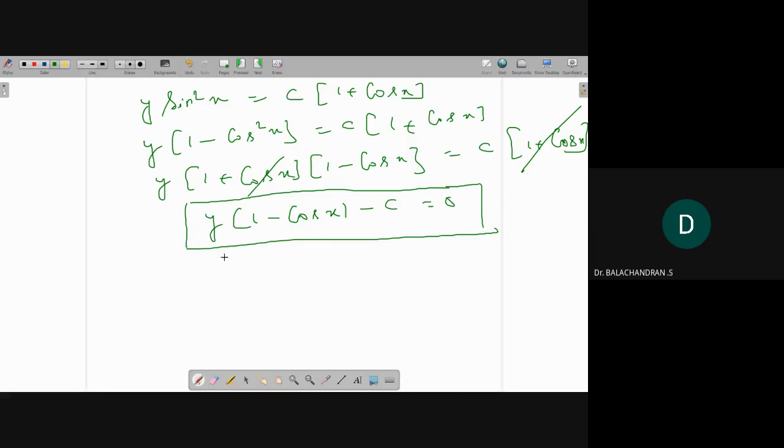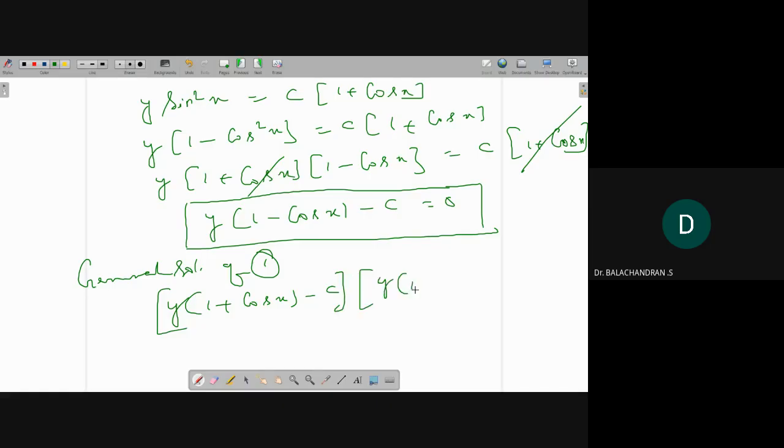So the final answer or general solution of the given problem 1 is y into 1 plus cos x minus c, into y into 1 minus cos x minus c equal to 0. So this is the final answer.